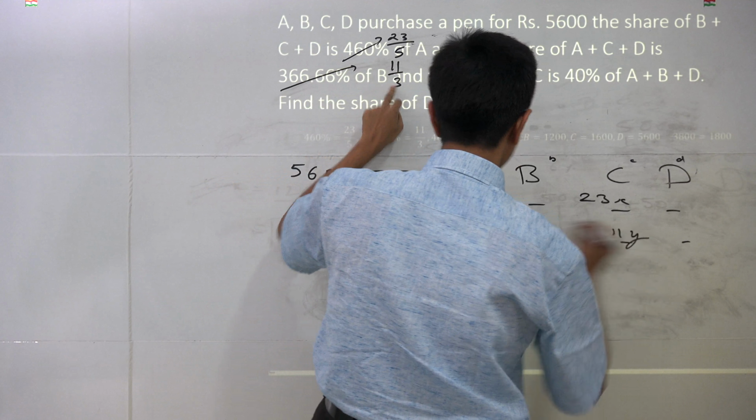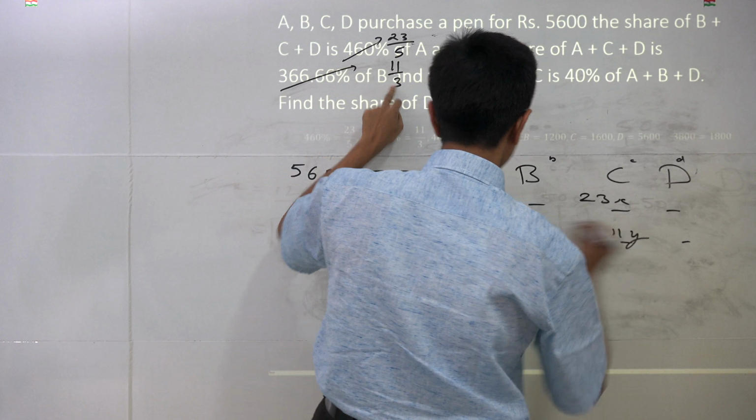Straight away, there are no four equations, no four unknowns. This is an equation in one variable, this is an equation in one variable. Very, very simple. So similarly, if we go from here, 11y plus 3y, which is equal to 14y, is equal to 5600. Therefore, y would come out to be 400 and 3y would come out to be 1200.